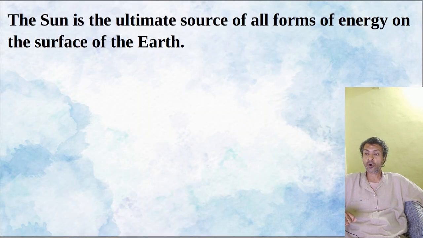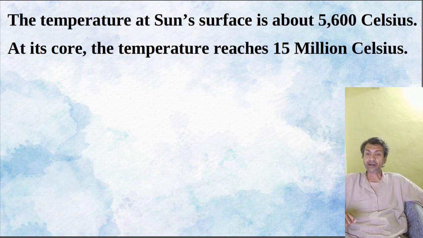Without the Sun, we cannot expect any life on Earth. Our star not only offers sunlight, it is the major source of all the energy we use on Earth. The Sun offers all this energy by its temperature. Calculations suggest that the temperature at the Sun's surface is about 5600 Celsius.